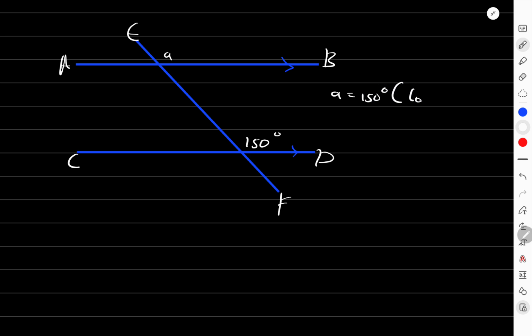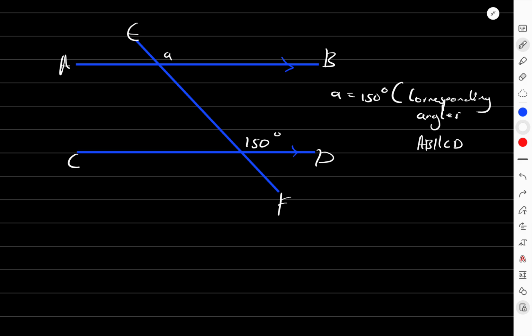The reason is corresponding angles. After writing corresponding angles, I have to write that corresponding angles are only equal if the lines forming those corresponding angles are parallel. After saying corresponding angles, I have to write which lines are parallel. Therefore, I'm going to say AB is parallel to CD. Line AB is parallel to line CD. Therefore, the angle found here, which is 150, and the angle found here, which is A, are the same in magnitude.